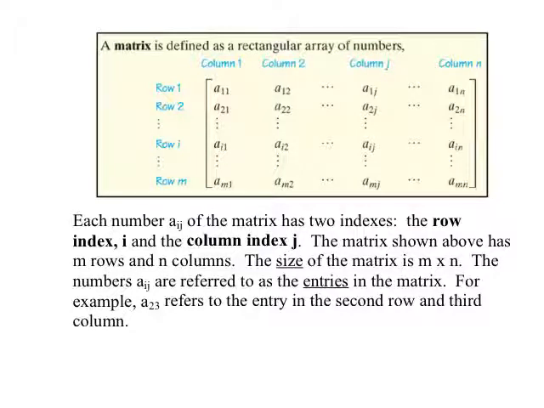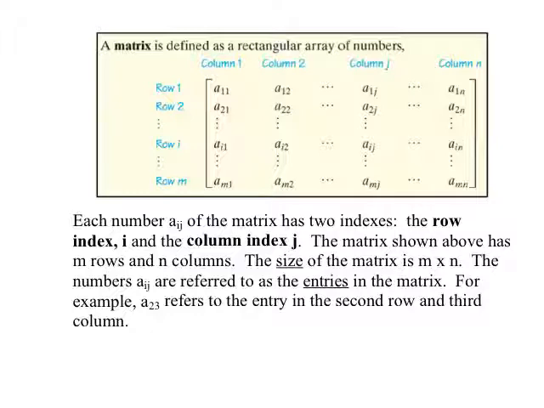The first one, index I, is the row index. So which row is it? Is it row 1, row 2, row I, row M? The column index is the second number, and this is column 1, this is column J, this is column 4, column 2, column N.